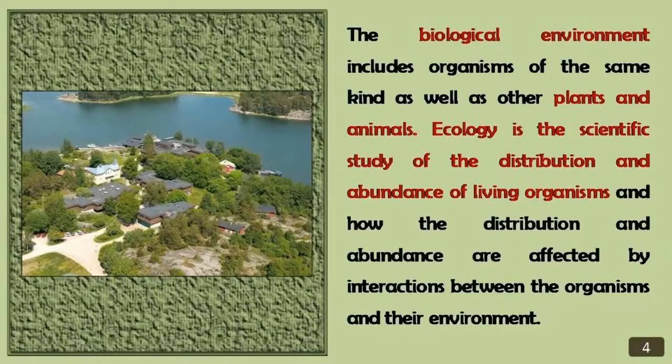The biological environment includes organisms of the same kind as well as other plants and animals. Ecology is the scientific study of the distribution and abundance of living organisms and how the distribution and abundance are affected by interactions between the organisms and their environment.